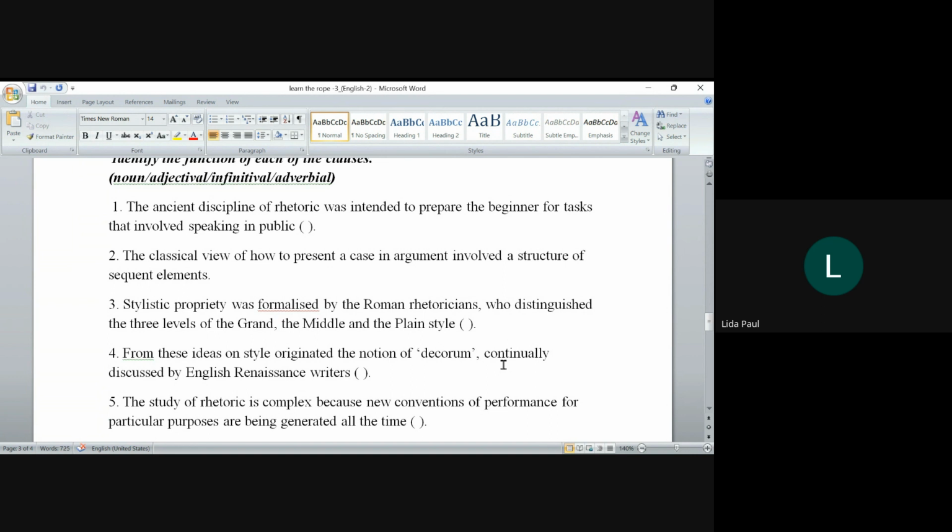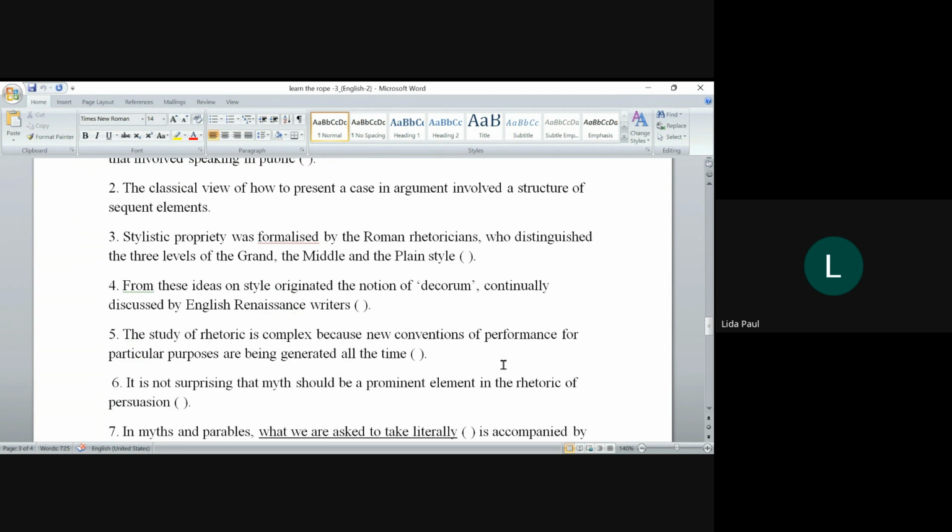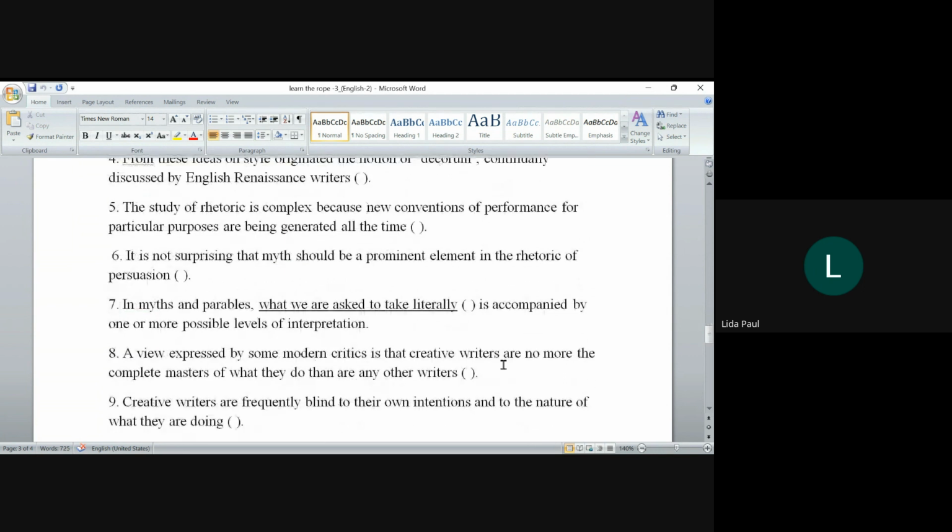Okay. Now, third one: stylistic propriety was formalized by the Roman rhetoricians who distinguished the three levels of the grand, the middle, and the plain style. Just give me a minute. I have a feeling this must be an appositive. Let me check. Okay, we skip this one because this is not a part of your syllabus. This is an example of an appositive clause. We go to the fourth one, okay?